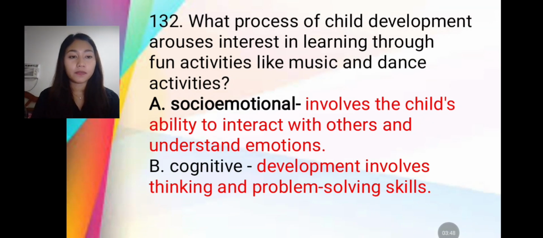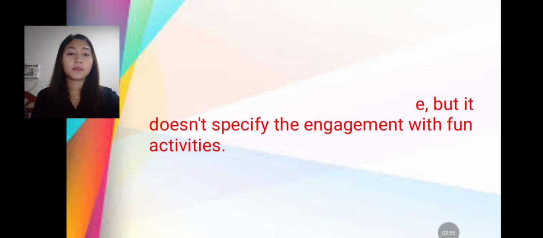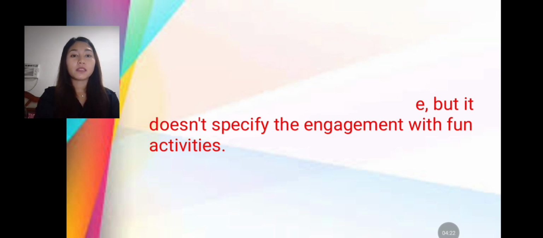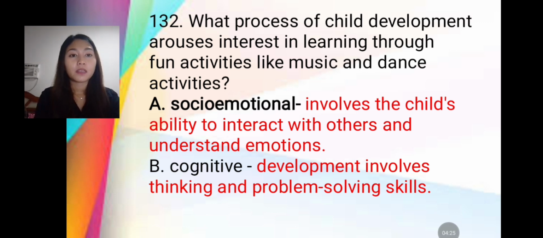Letter B is cognitive, which is development involving thinking and problem-solving skills. Letter C is not the answer because biological factors are the foundation for development but don't directly explain the engagement with fun activities. D, maturation, is the process of physical and intellectual development over time, but it doesn't specify the engagement with fun activities. So the answer here is letter A, which involves the child's ability to interact with others and understand emotions.